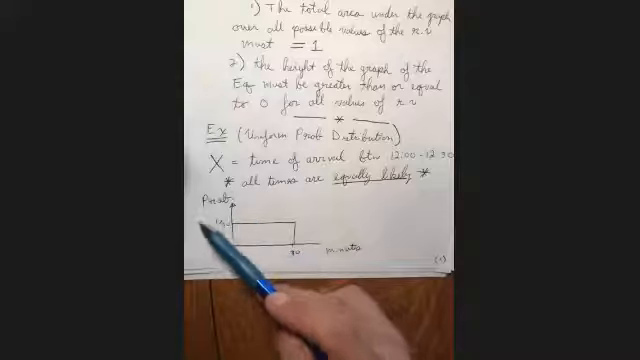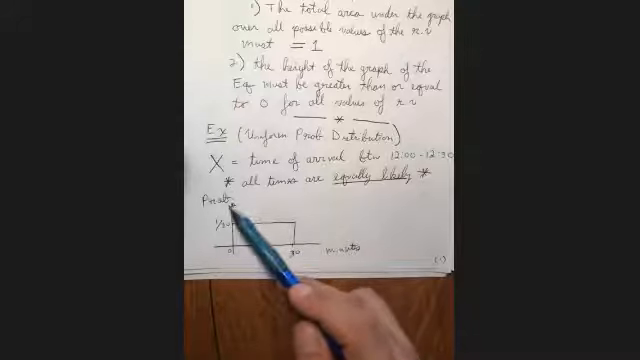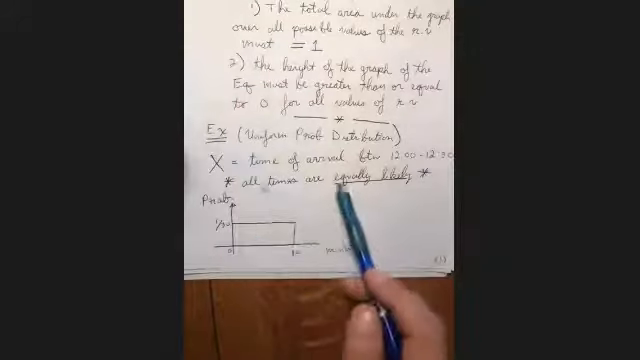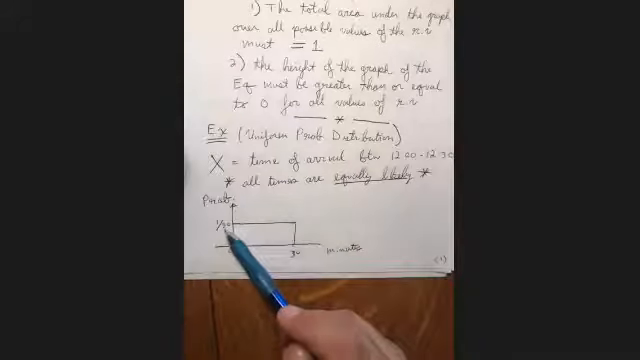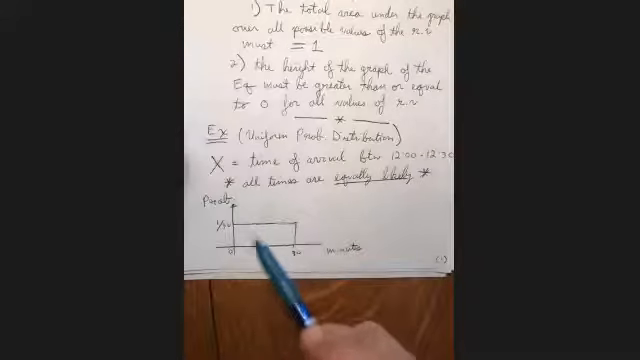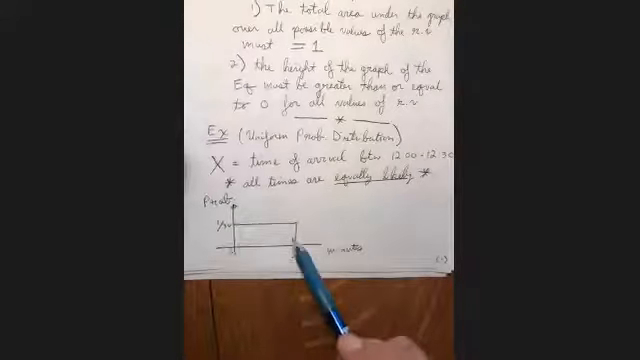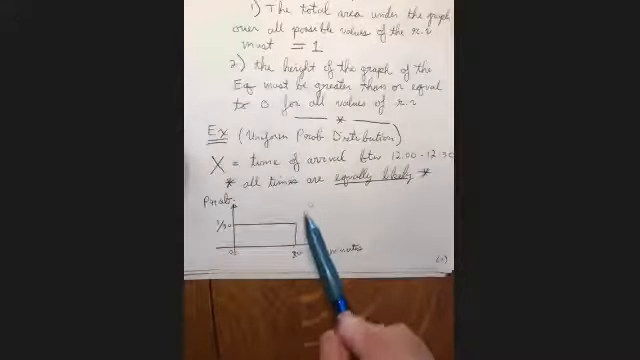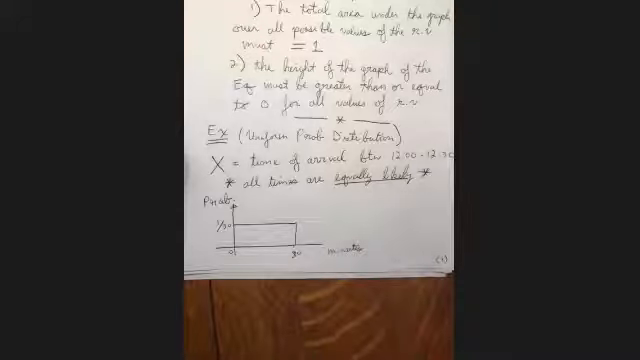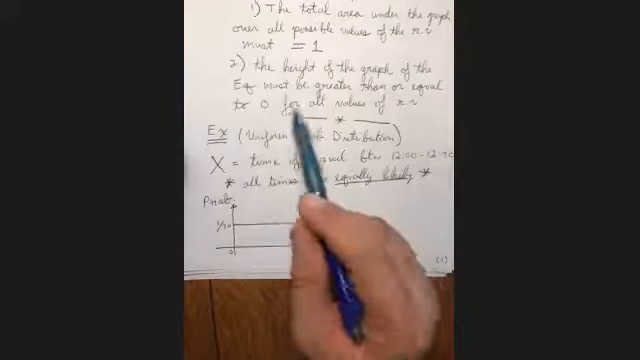And on the vertical axis, we see that we have the probability, and the probability is all events are equally likely. So there's a fixed probability of 1/30. So arrival for any given moment between 0 and 30 minutes after noon has an equal probability of 1/30.